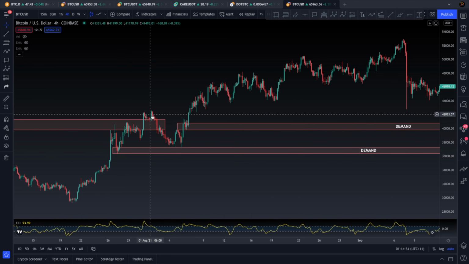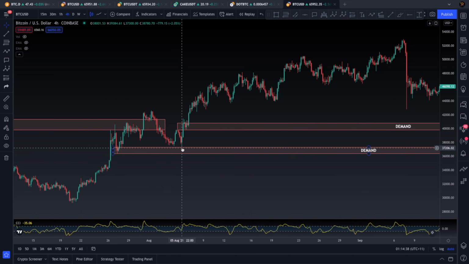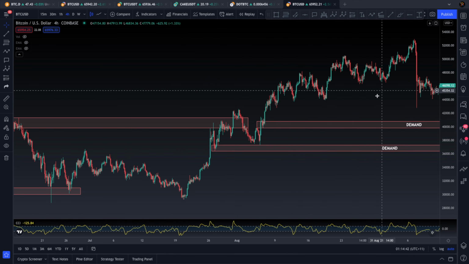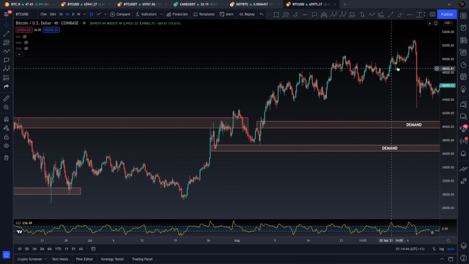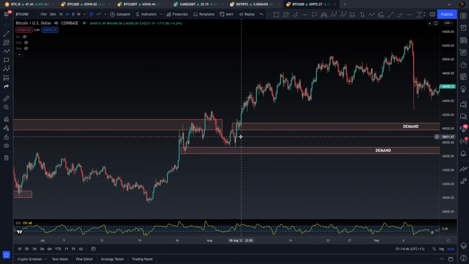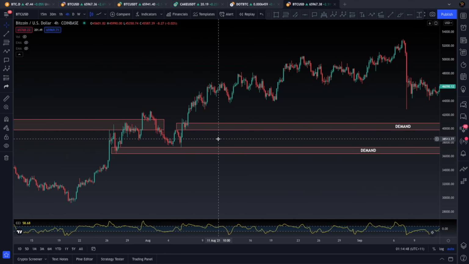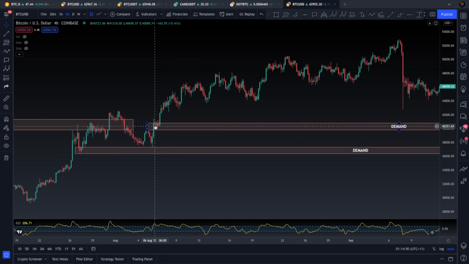The price moves up and it comes back here for the second time. You see it touched the demand zone area and pushed up, and the price starts consolidating here. So this is our second demand area which I have drawn. You see here this is a small consolidation area.